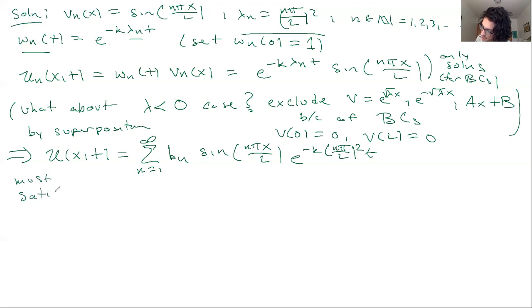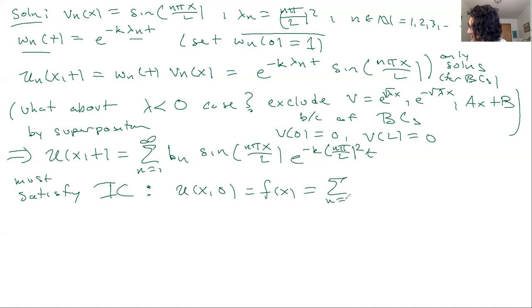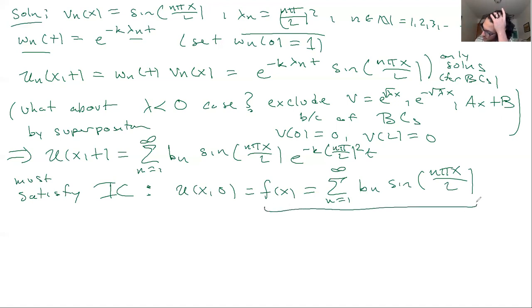And the last thing that I have to do is I must satisfy the initial condition. And that initial condition is u of x,0 equals some function f of x. If I plug in t equals 0 here, this just becomes 1. And so I get the sum from n equals 1 up to infinity of bn sine of n pi x over L. And so what do I have here for my very last step? Well, I have a need for Fourier series.